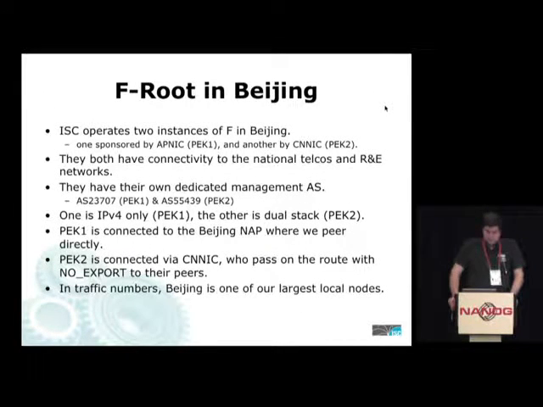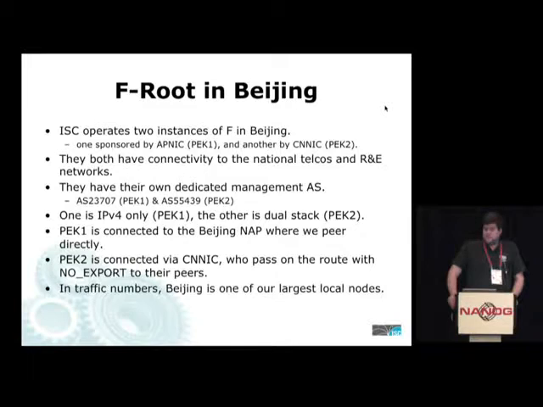So a little bit about F-Root in Beijing. We actually operate 2 instances of F in China. We've been there since about 2004. One is sponsored by APNIC. That's the one that's been there the longest. We recently turned up another one back in the summer, which is sponsored by CNNIC. We operate the service, but the local sponsors usually cover co-location and handle network connectivity and so forth, but ISC directly still operates the service.